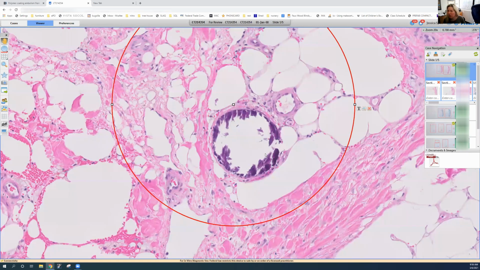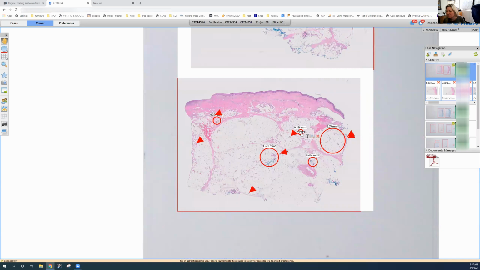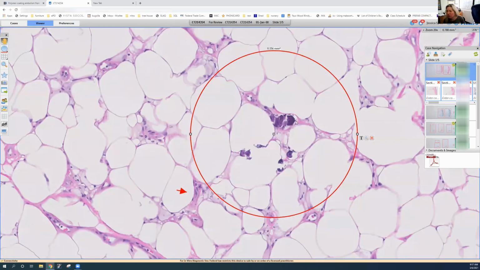Here is more calcification. This chatter is from when the blade hits it, when the histotechs are cutting the slide. More calcification. These don't look like they're in vessels.